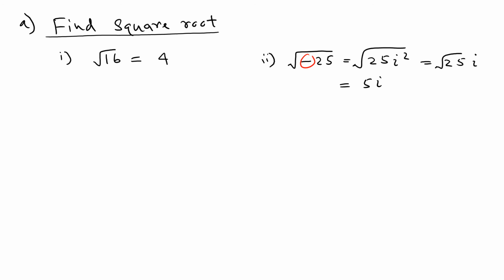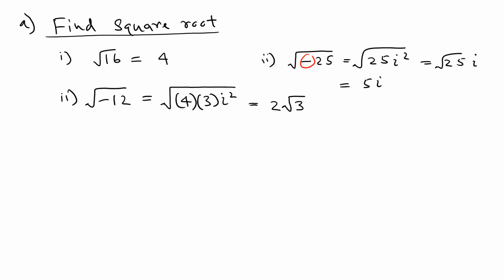And then the third one. Let's look at a situation like this: the square root of negative 12. Negative 12 is not a perfect square, so what do you do in this case? We know that 12 is 4 times 3. So we can write this as the square root of 4 times 3, and the negative we write as i squared. Then we take the square root of every term. The square root of 4 is 2, the square root of 3 stays as square root of 3, and for i squared we write i. So those are the answers for those three problems.